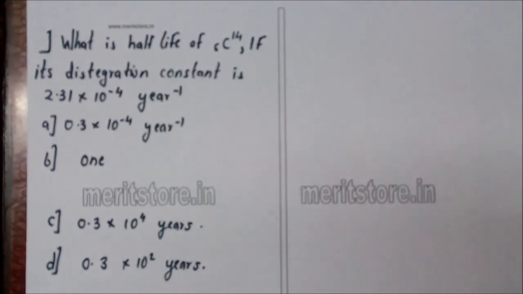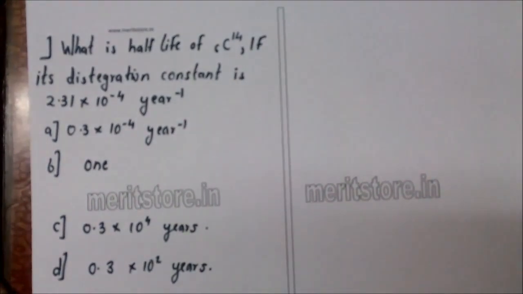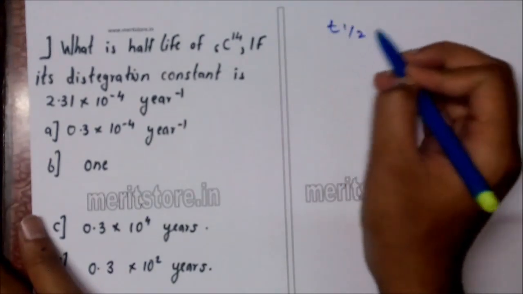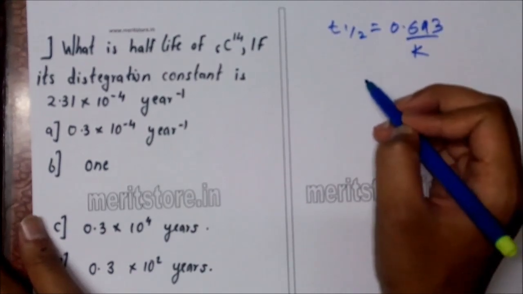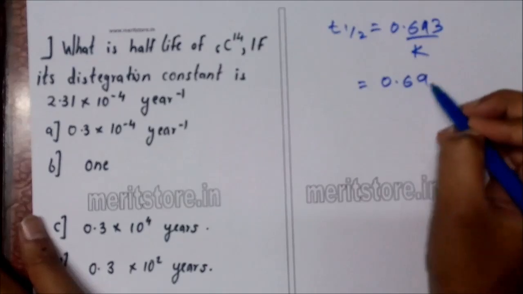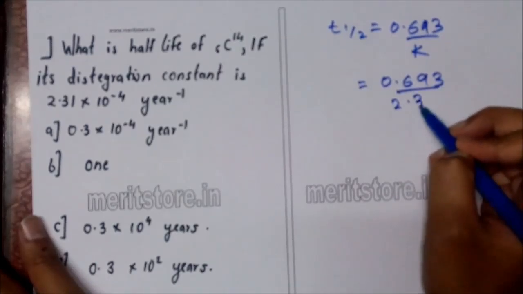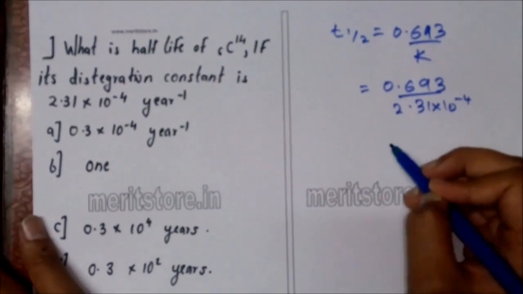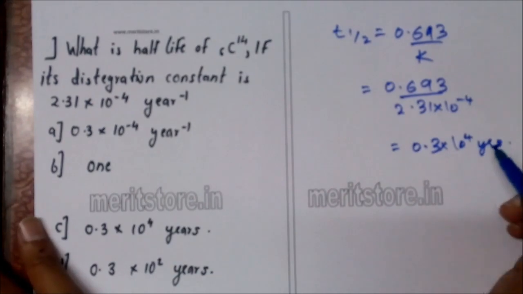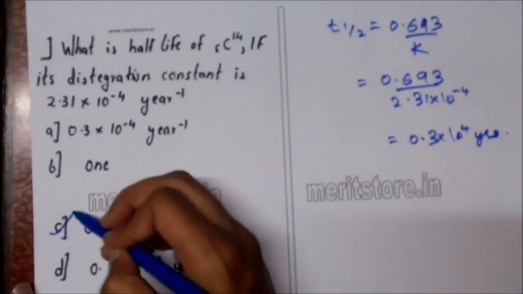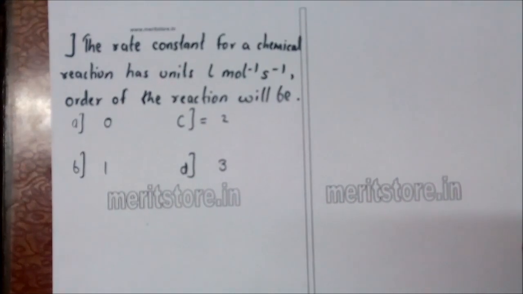What is the half-life of carbon 14 if the disintegration constant is 2.13 into 10 raised to minus 4 per year? So T half is equal to 0.693 upon K, which is the rate constant. So we can write 0.693 upon the rate constant 2.31 into 10 raised to minus 4, equal to 0.3 into 10 raised to 4 years. So our T half is 0.3 into 10 raised to 4 years. Option C.